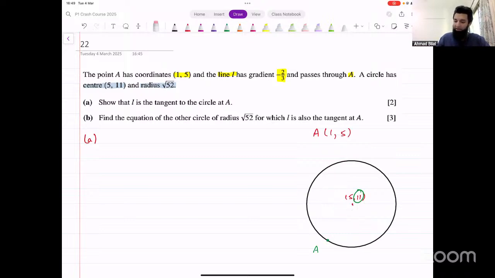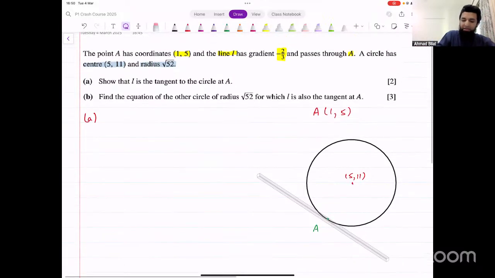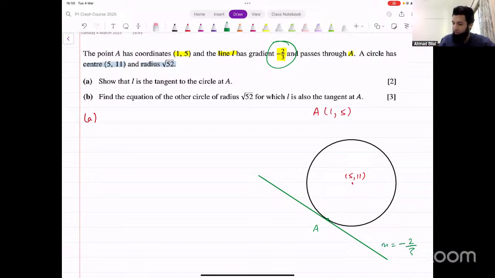And there is a line that goes like this from the point A. It passes through the point A. Roughly like this. This is the line L that we're talking about. Right? It has a negative gradient. So we have a negative gradient line that looks like this. The gradient of this line is -2/3. This line is line L. Okay, that's the situation that we have.